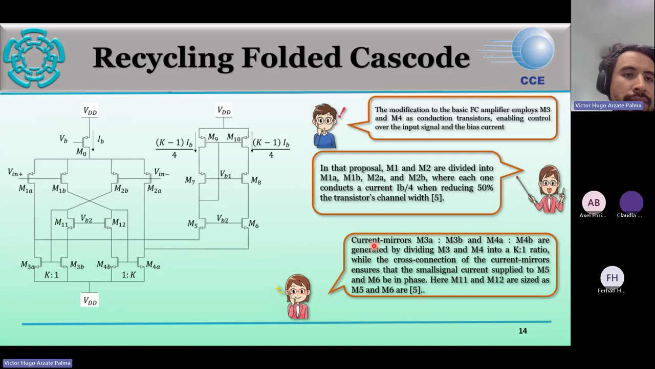The next amplifier is the recycling folded cascode. It's a variation of the folded cascode, with a modification of the input transistors, which are split in two: M1A and M1B. We also have the transistors M3A and M3B, which are split in two, and we have another pair of transistors with a cross connection. The other transistors are the same as in the folded cascode.